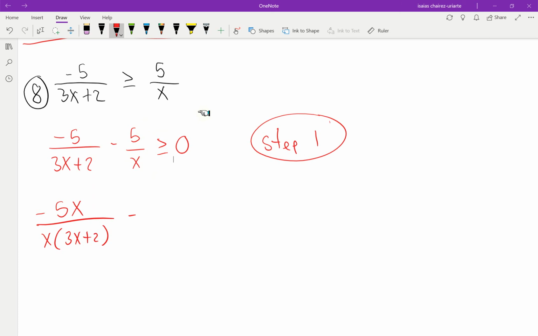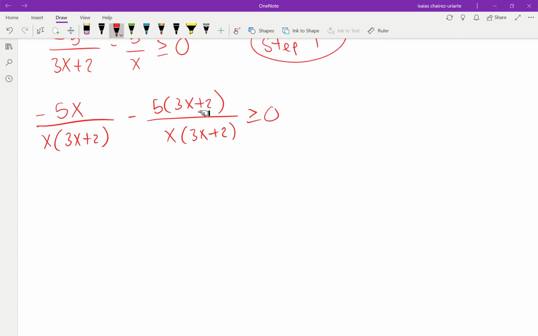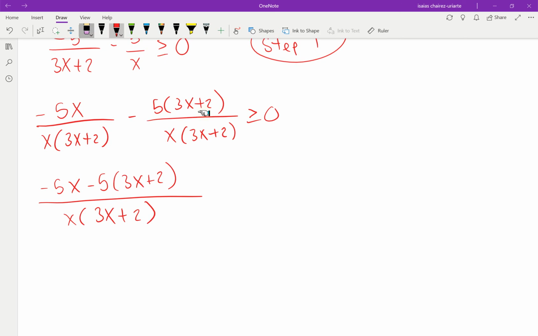Minus. Okay, so now I can combine these two fractions into a single one. Let me do that. So that becomes negative 5x minus 5 times 3x plus 2, over x times 3x plus 2, and this is bigger than or equal to 0.